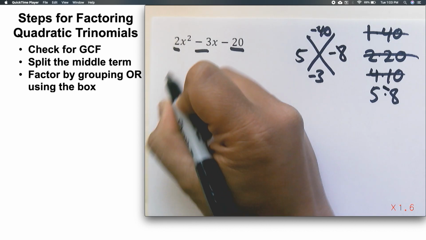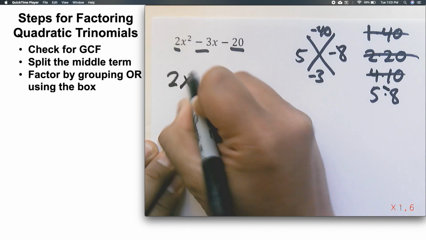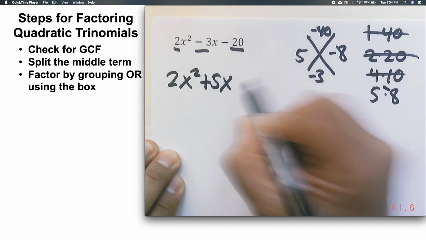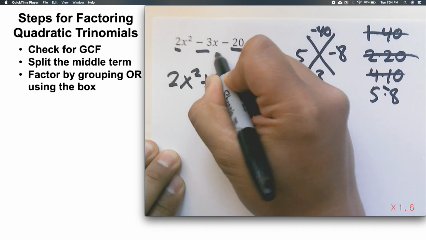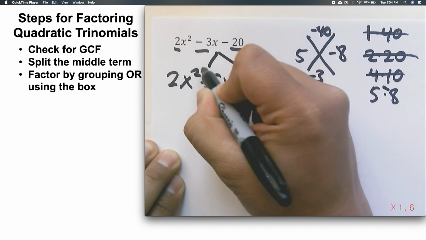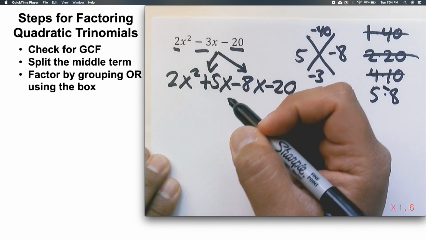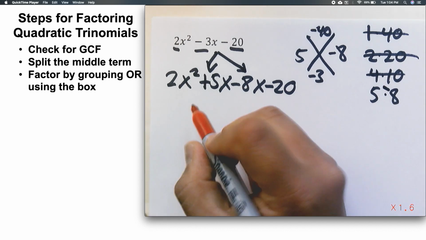So now what we're going to do is split this into 4 terms. So you have a 2x squared, a positive 5x, a negative 8x, and a negative 20. So that 3x broke into those 2 parts. And that arrow's kind of funky. Sorry about that.